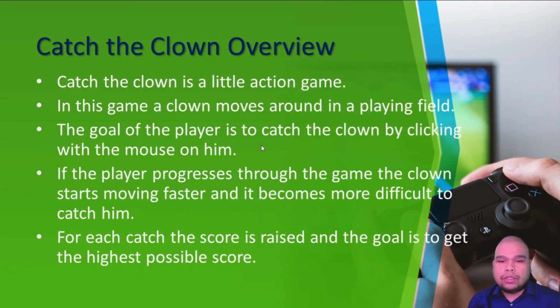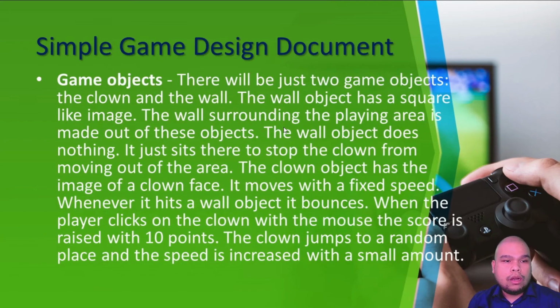The goal of the player is to catch the clown by clicking on him with the mouse. As the player progresses through the game, the clown starts moving faster and becomes more difficult to catch. For each catch, the score is raised, and the goal is to get the highest possible score. So this is your overview.